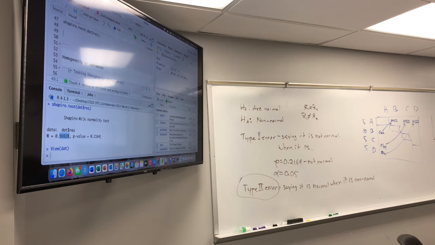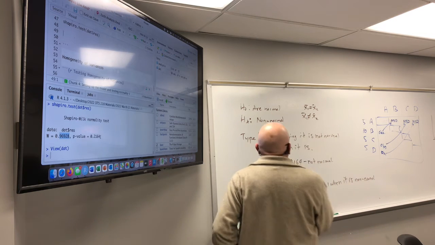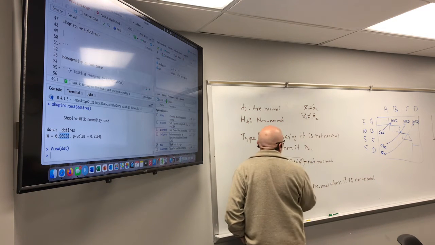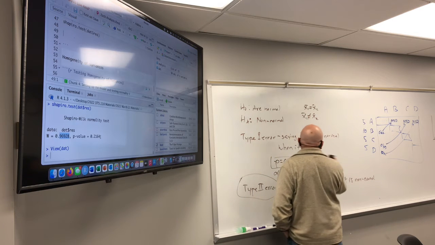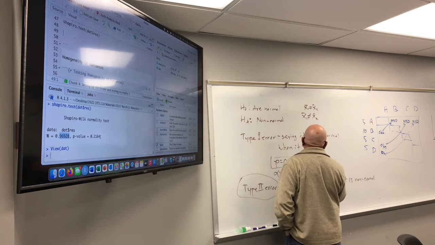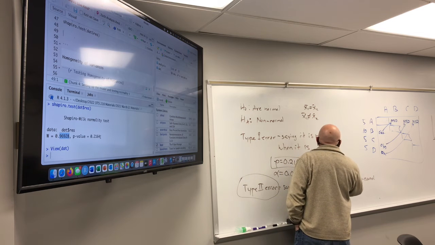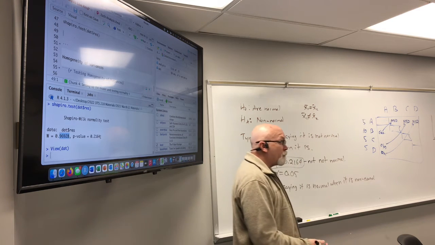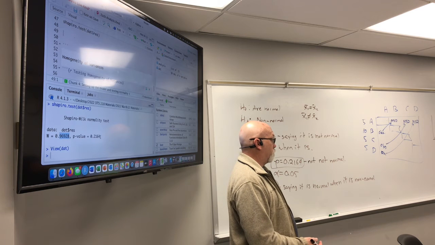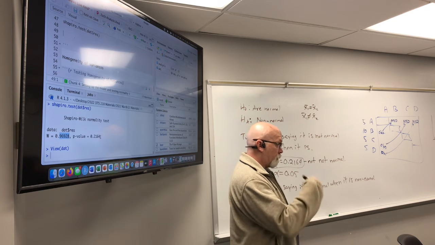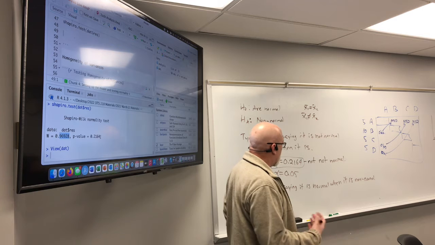So yeah, 0.2 is fine. I would be happier if it was 0.5 or 0.9. Because 0.2 is fine, we can say it's not normal. But saying it's not normal is not the same thing as saying that it's normal, if you understand the language of it.